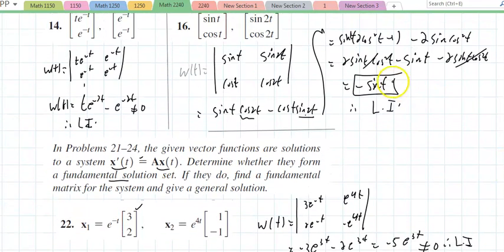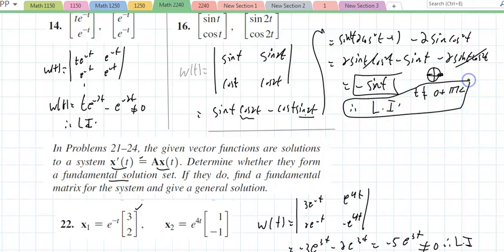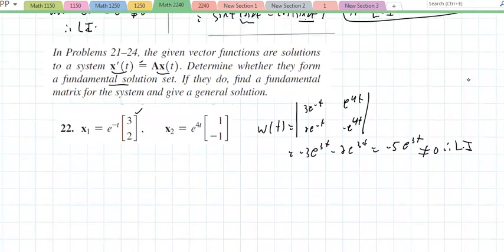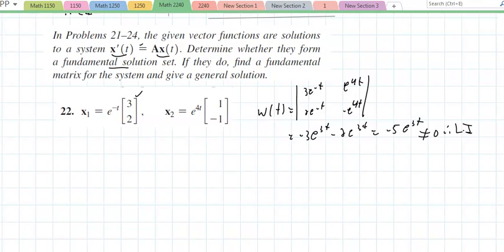Here I should have said linearly independent as long as t doesn't equal 0 plus pi k. Right? T could be anything. So here it's dependent on... So here we go. Got it.